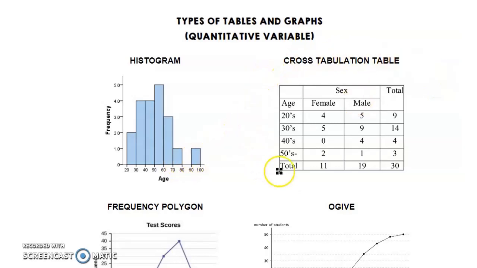This is a cross tabulation table. A cross tabulation table is where we can examine variables simultaneously. In this case we have variable age and variable sex or gender. This is a row, this is a column. If you total up each row, row 1, row 2, row 3, row 4, you will get 30. And if you total up column 1 and column 2 also, you will get 30. This we call the grand total. This is the row total, this is the column total, and this is the grand total.